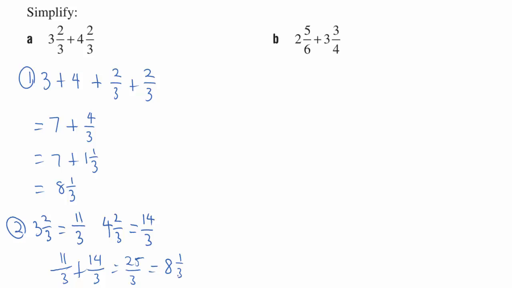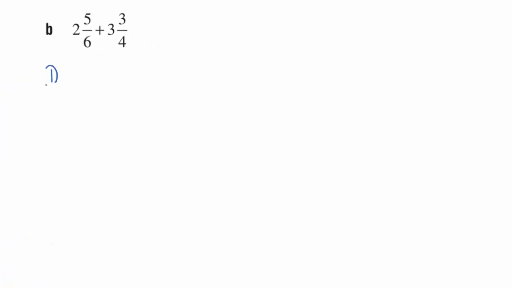In our second example, we're going to perform each of these two methods. To start with, we can add our whole numbers, 2 and 3, and then our fractions, 5 over 6 and 3 over 4. You'll note that our denominators of 5 over 6 and 3 over 4 are different, so we need to use our lowest common denominator, which is 12.